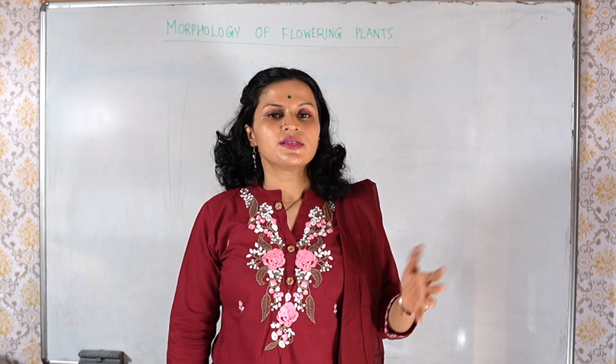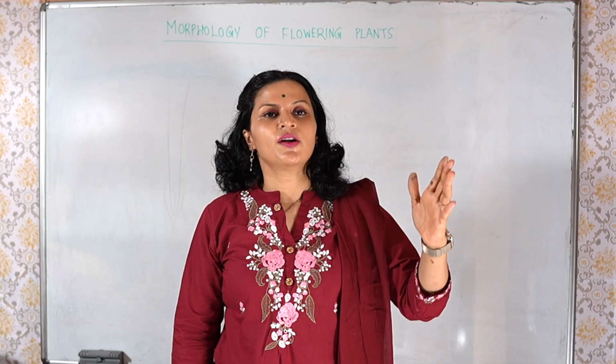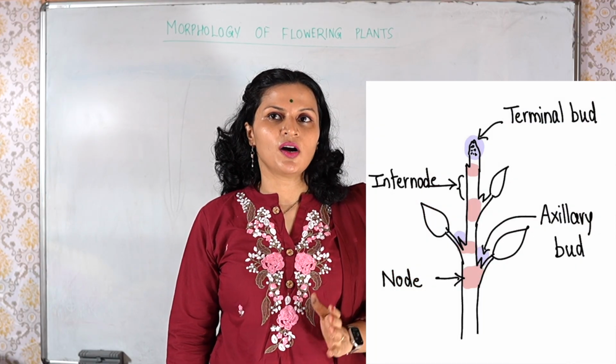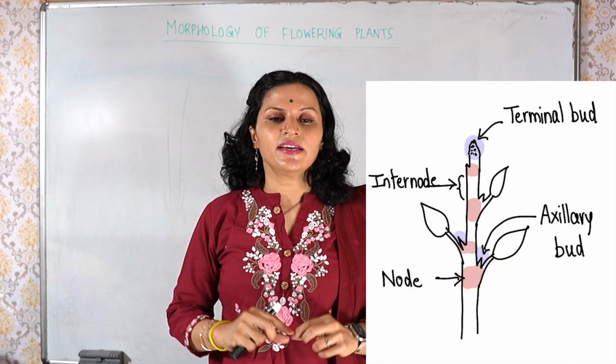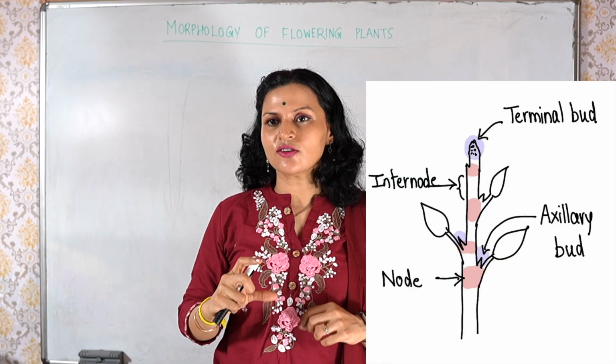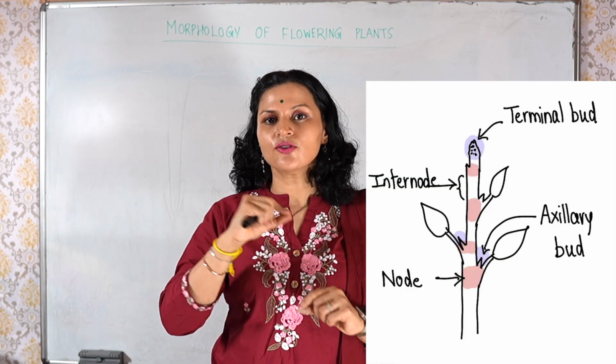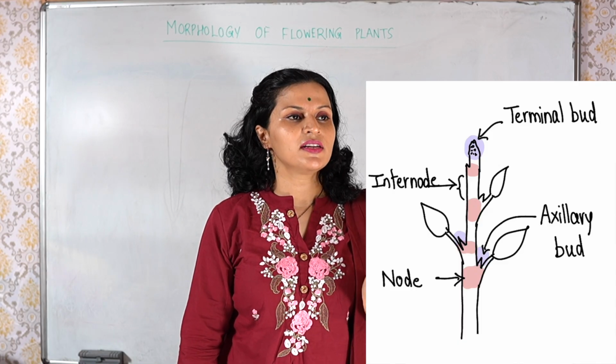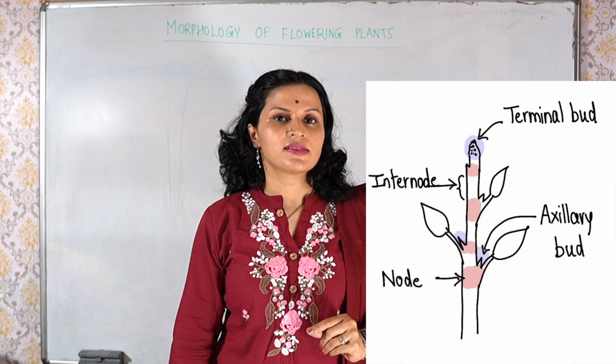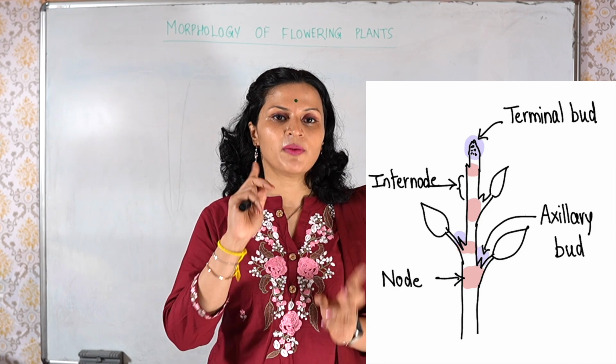Moving on to the stem. Stem is the ascending part of the plant axis. It is the aerial part of the plant, and the stem axis is divided into nodes and internodes. Internodes are the region between two nodes. Each node will bear a leaf. There is presence of buds on the stem. There are two types of buds on the stem.